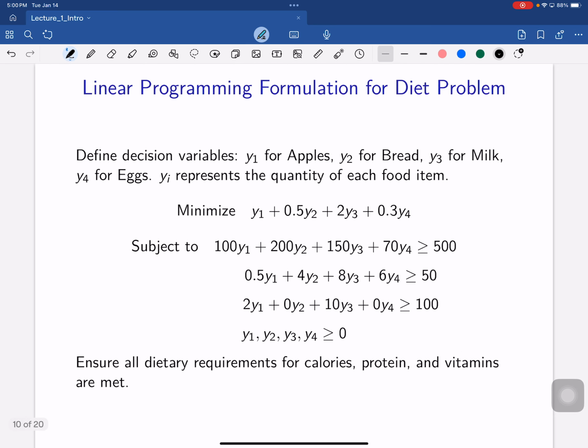Yeah, so this is a full mathematical formulation of this problem. Again, the objective is to minimize the cost. These three constraints specify you need to satisfy the calorie, protein, and vitamin requirements. And then all those variables have to be non-negative, right? Okay. Any questions so far?